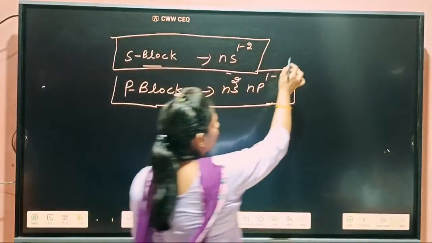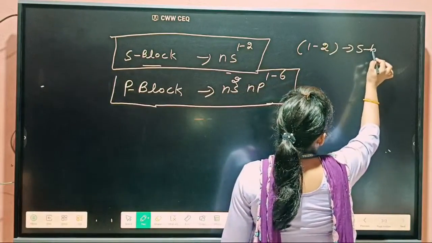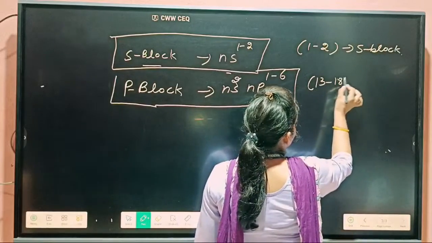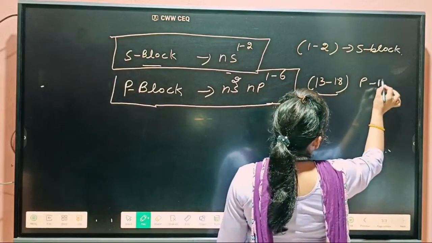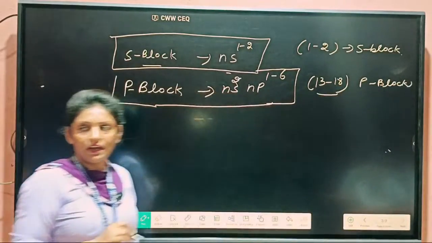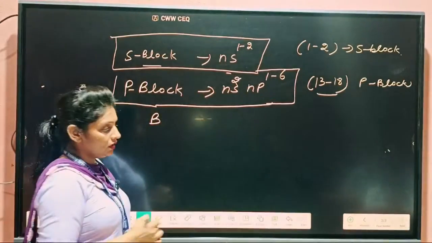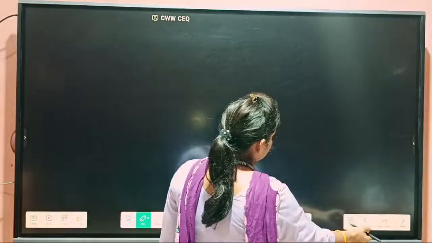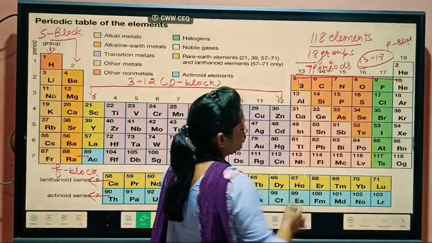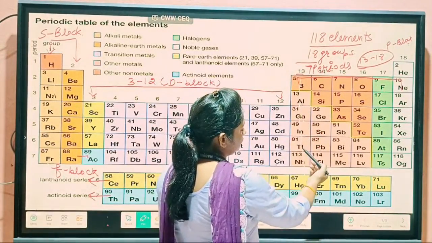Students, group number 1 and 2 elements are s block, and group number 13 to 18 elements are known as the p block elements. Like students, you can see boron, this one is group number 13. Boron, aluminium, gallium, indium, thallium.